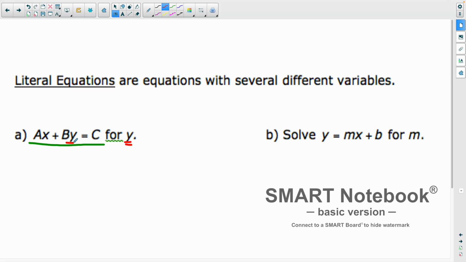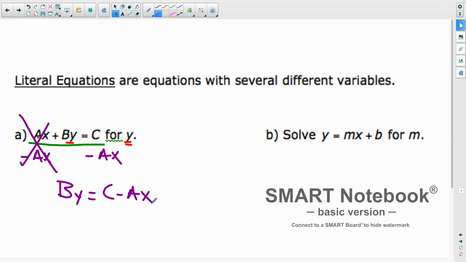Get rid of what? Get rid of the AX. Now, it doesn't look like a number like it was yesterday, but we've got to get rid of the addition and subtraction, which is this one. So I'm going to subtract AX from both sides. So this is gone. I'm left with BY equals C minus AX.